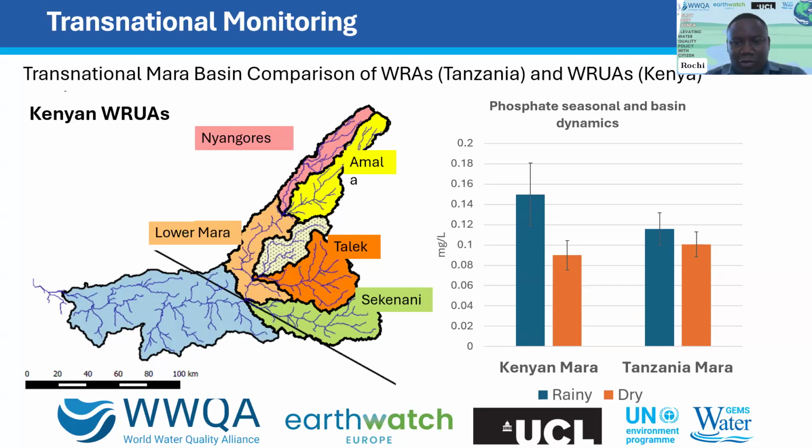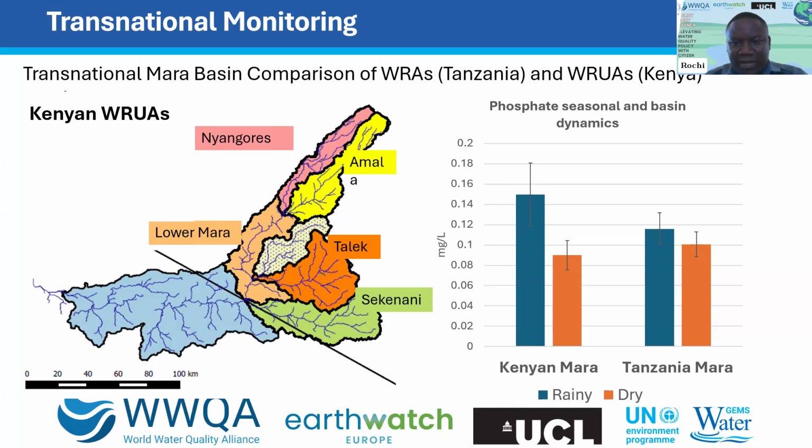It shows that for Kenya, this is the upside, the upstream of the Mara River, there is a higher concentration of phosphate. This is due to the rainy seasons, when waste materials from animals are dispersed and then move toward the downstream of the Mara River Basin.